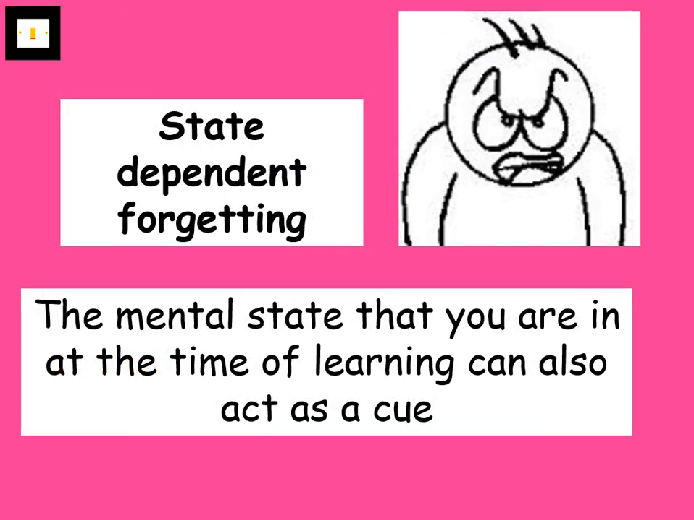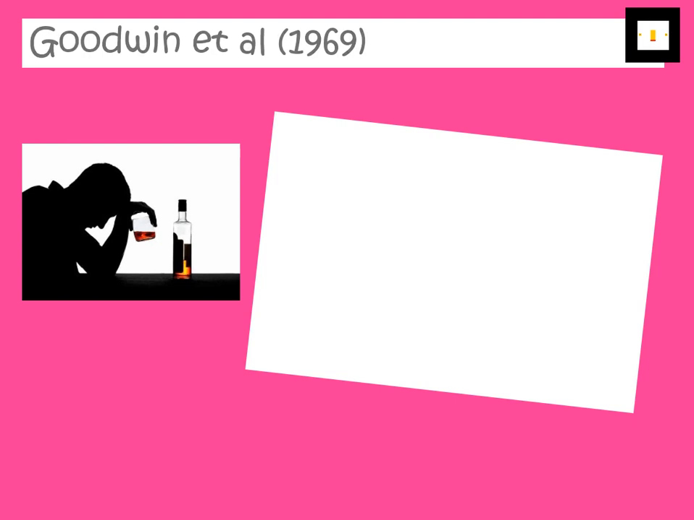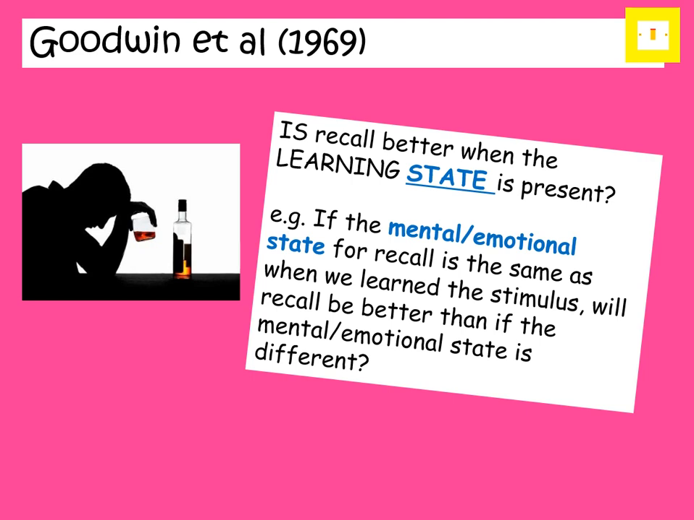So state-dependent forgetting is the mental state that you were in at the time of learning, which can also act as a cue. And for this, we're going to focus on the study by Goodwin. It's quite an old study. I have talked about it in a previous video, but I just want to make sure that everybody's okay with this. So, is recall better when the learning state is present? In other words, if the mental or emotional state for recall is the same as when we learnt, will we recall better?